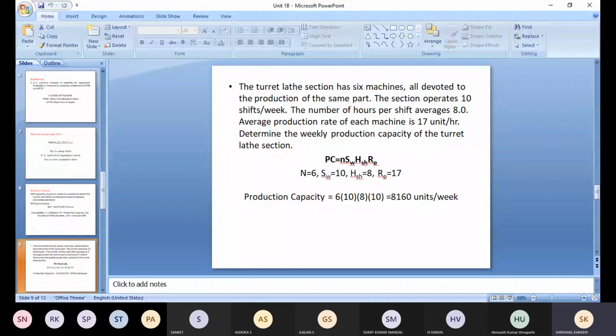That will be called integration of operations. And the next one, increased flexibility. The flexibility will be increased. That means for any machine or any system, if small changes are required, it must be flexible enough to change its configuration. So that is increased flexibility.